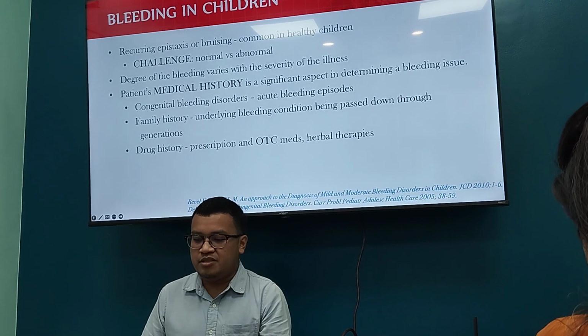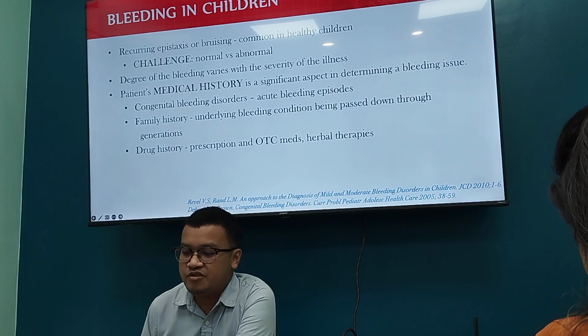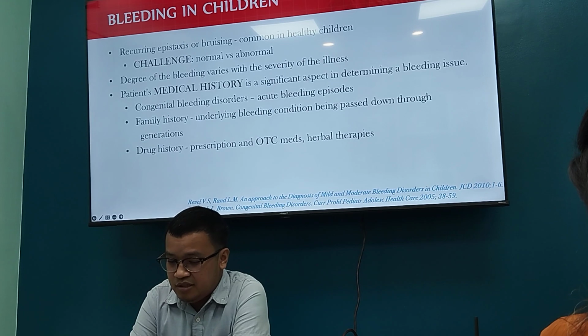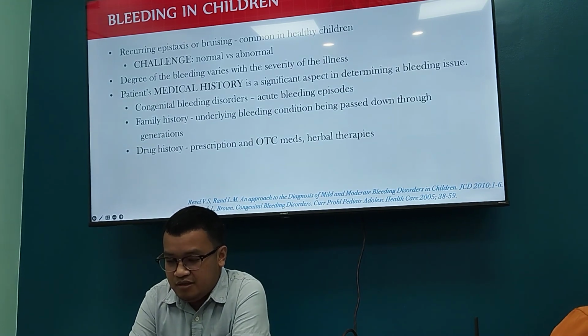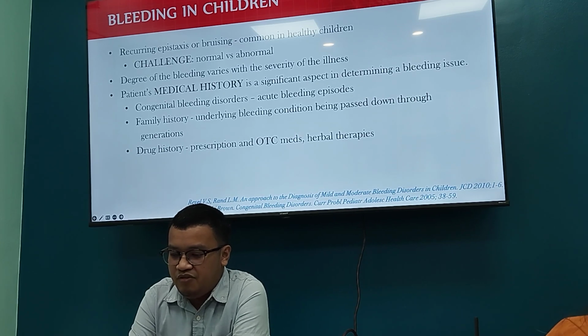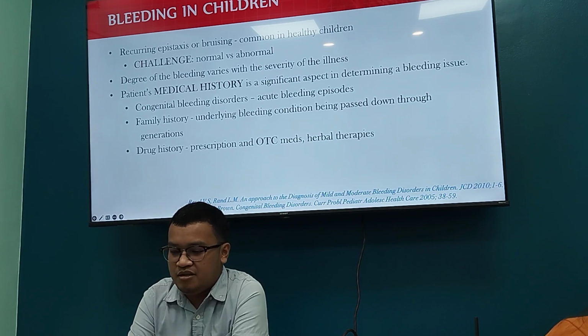Children who are experiencing bleeding symptoms can be difficult to diagnose. Some bleeding signs, such as recurring epistaxis or bruising, are common in healthy children, and distinguishing between healthy children and those with bleeding problems can be quite a challenge. The degree of bleeding varies with the severity of the illness. The recording of the patient's medical history is a significant aspect in determining the bleeding issue. Congenital bleeding disorders are frequently discovered in childhood, when a bleeding symptom or a family history is reported to the pediatrician or the primary caregiver.